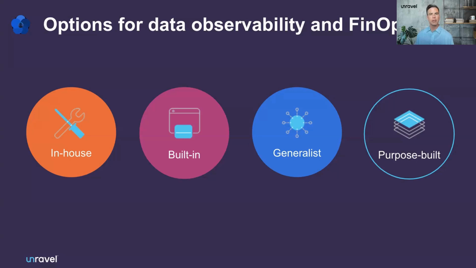Then, as their cloud usage rapidly expands, they turn to third-party generalist tools, but these typically lack full data stack visibility. And as the data platform grows to support data and AI pipelines and applications, they tend to adopt purpose-built data observability tools to enable productivity, performance, and cost efficiency.